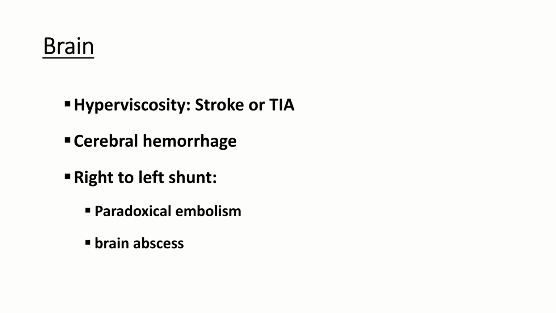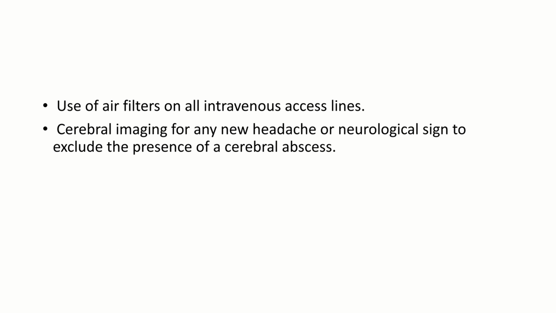The other systems that will be affected by the consequences of secondary erythrocytosis: the brain will be affected by hyperviscosity, either stroke or TIA. The patient might have a cerebral hemorrhage due to the inadequate coagulopathy profile. And if the patient has a right-to-left shunt, he might have a paradoxical embolism or brain abscess.